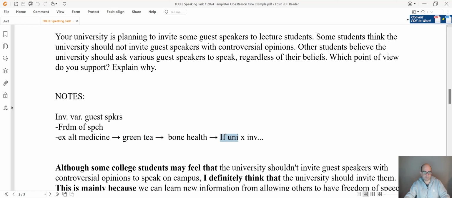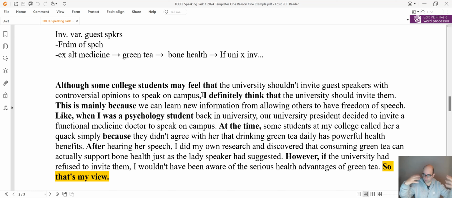Okay, so let's take a look at this. Although some college students may feel that the university shouldn't invite guest speakers with controversial opinions to speak on campus, so this although is kind of like while. You could use while too if you like. I'm using this one. So when you say this, it's kind of like saying it is true that some college students may feel that blah, blah, blah, but then you kind of imagine there's like a but there, the counter argument. I definitely think that the university should invite them. So that's kind of like the logic here.